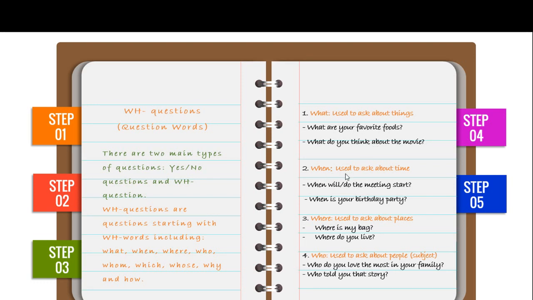And the second, when. When is used to ask about time, of course. For example, when will the meeting start? So you can answer, the meeting will start at 7. And the second, when is your birthday? When is your birthday party? So it's asking about time. Here are the two different questions. The first one using do, the second one using is. Okay, you got it? You can practice.